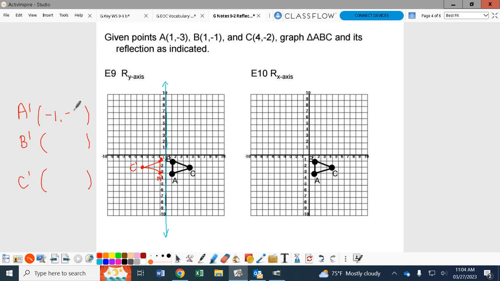-1, -3. Where is B at? Left and down. -1, -1. Good. And where is C at? You're still going left and down. -4, -2. Perfect. That's exactly right.